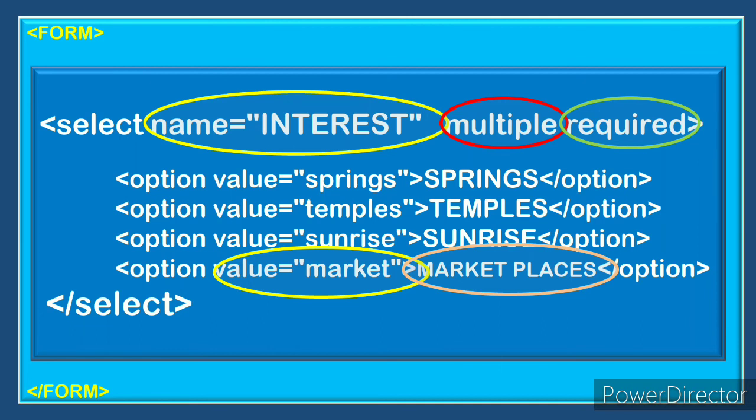And the marketplace, whatever has been put outside the tag, that is the value to be displayed on the web page. So this marketplace, sunrise, temple, spring, written in capital letters, this is for the display. But whenever you click or select one of them, some of them or all of them, what values are supposed to be sent to the server has been written within the double quotes, inverted commas, with the value. I think things are very clear to you.